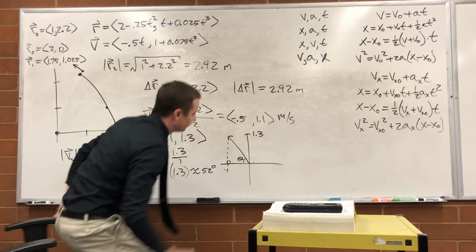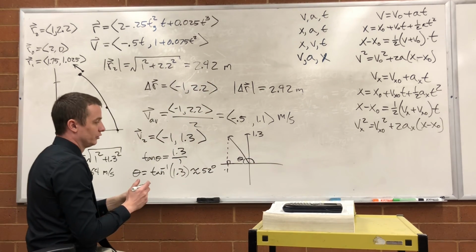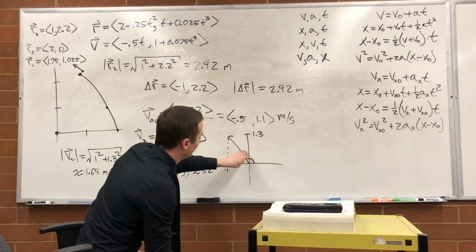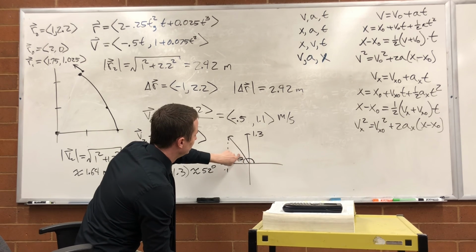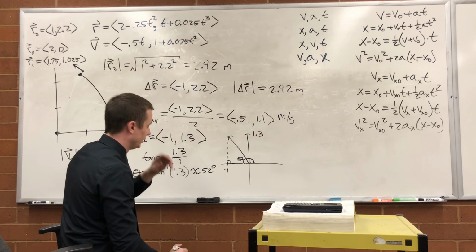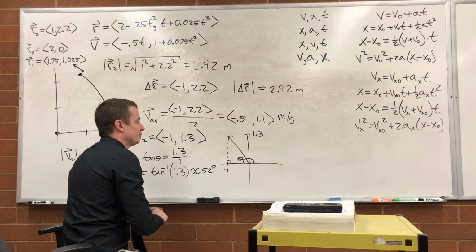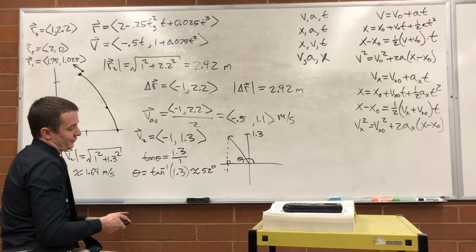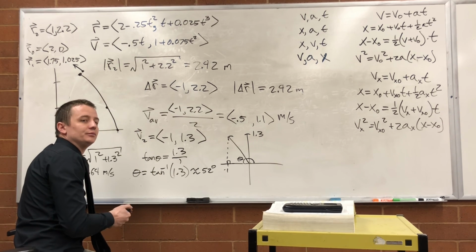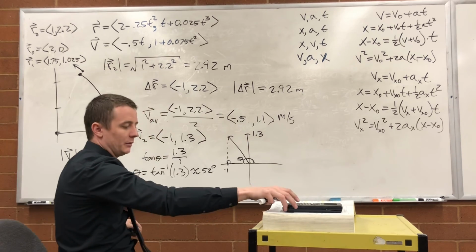Or you could have found this angle over here instead if you wanted, which, what's that going to be? 128 degrees. You can say north of east, but sure. Probably the best way to say it. Anyways, however you decide to describe that motion.